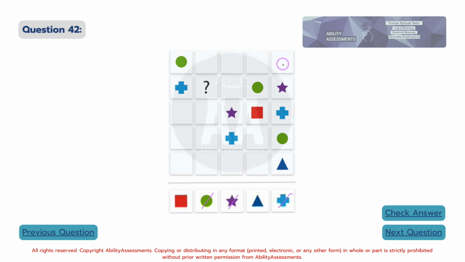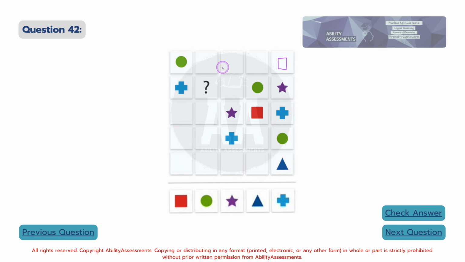So now we are able to identify what this empty box is, because by process of elimination, we already have a triangle in this column. We already have the circle in this column. We already have a plus or a cross in this column. And we also have the star in this column. And this leaves us with only the square to be placed. And that means this empty space here should be the square. So let's go ahead and put the square in.